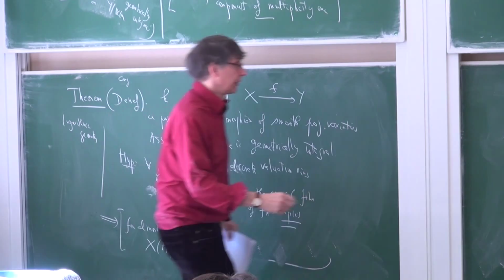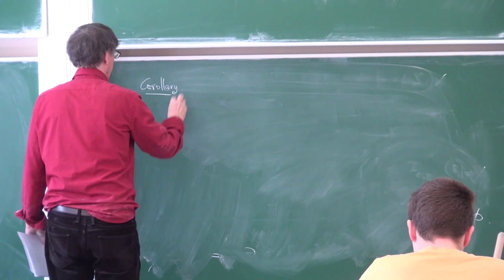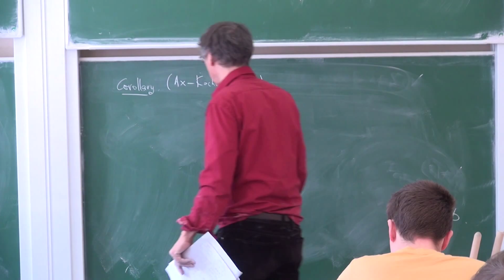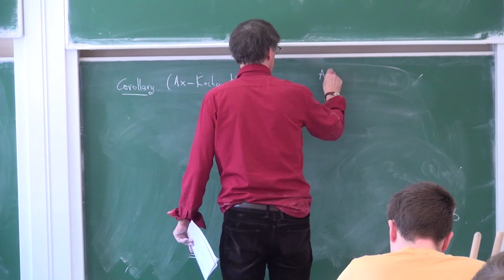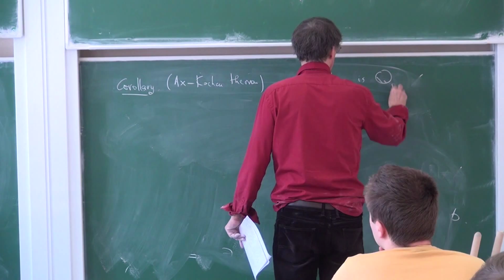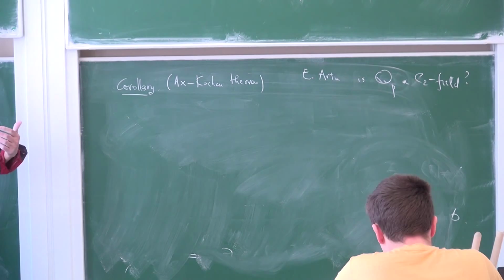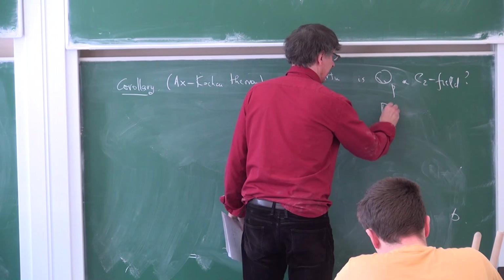It has a corollary, which is the Ax-Kochen theorem. So I saw how the conjecture implies the corollary. Let me say a word about this. The Ax-Kochen theorem is a famous theorem, which has to do with a question of Emil Artin long ago: is Qp a C2 field? That is, is it true that any form of degree d in n bigger than d squared variables has a non-trivial zero? The point is that this is true for Fp((t)), and these two fields are very, very similar. But for this one, the answer is no.